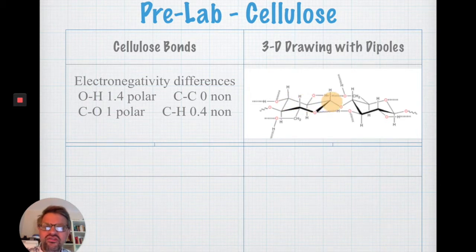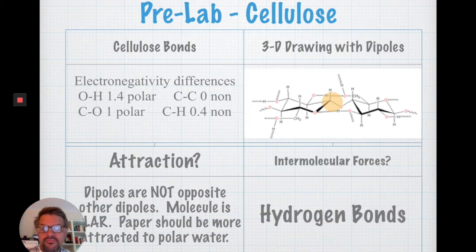Okay, so cellulose, polar or nonpolar? Okay, so the molecule cellulose is polar because of the OH bonds and the CO bonds, and because there are dipoles that are not opposite of one another. Okay, so what we should see here is the paper should be attracted more to the water than to the hexane. Okay, and cellulose is attracted to water through hydrogen bonding.